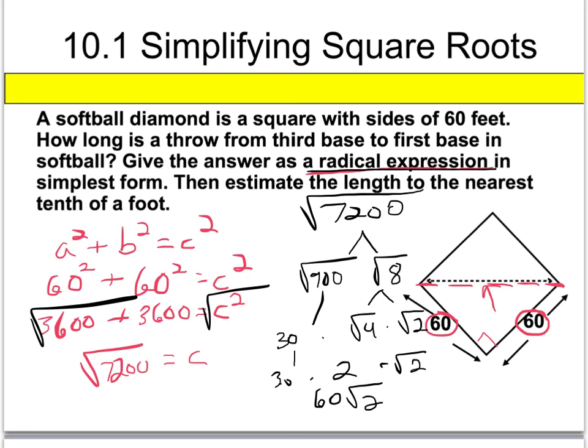Now, how did I know 900 went into 7,200? Well, I see that 72 and I know 9 can go in there, and I just added my 2 zeros. Then I have 60 times the square root of 2. When I simplify this out, again, rounded to the nearest tenth of a foot, it's going to be about 84.9.